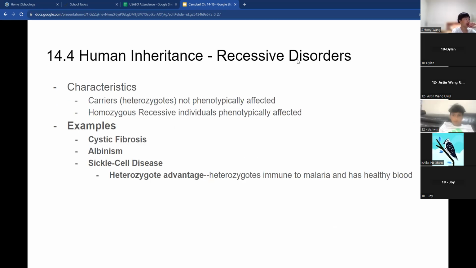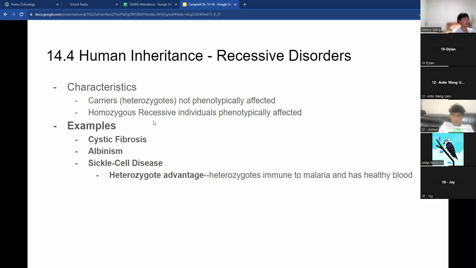Human inheritance, these are some recessive disorders. Recessive disorders, you can have carriers. A carrier is a person who carries a recessive allele, but is not affected by the condition because they have another dominant allele. So they can keep that gene in the gene pool without having negative effects to themselves. In this case, only homozygous recessive individuals, so individuals with 2 recessive alleles, will be phenotypically affected.